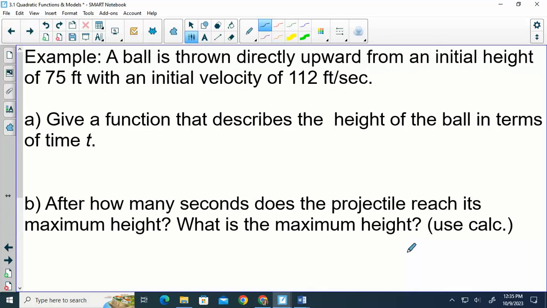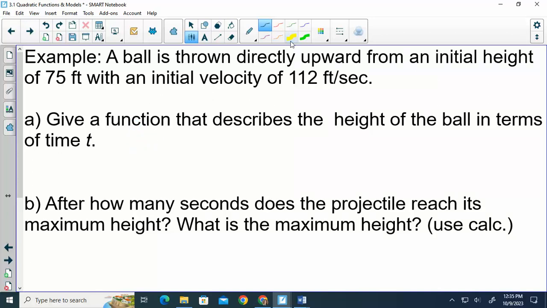So let's look at this problem. A ball is thrown directly upward from an initial height of 75 feet with an initial velocity of 112 feet per second. So part A, give a function that describes the height of the ball in terms of time t.